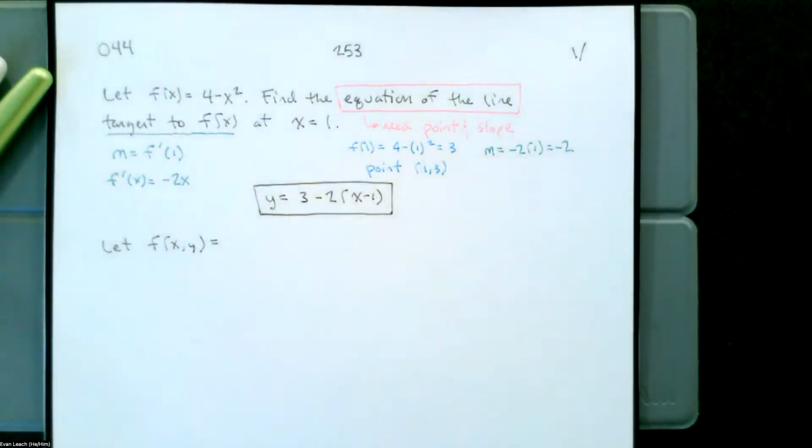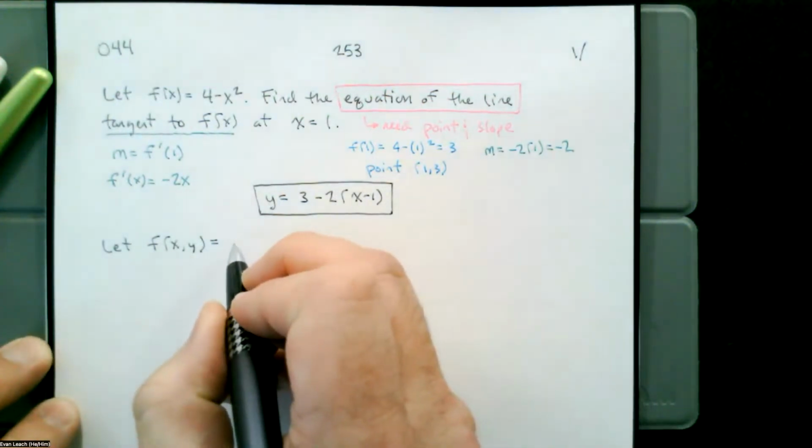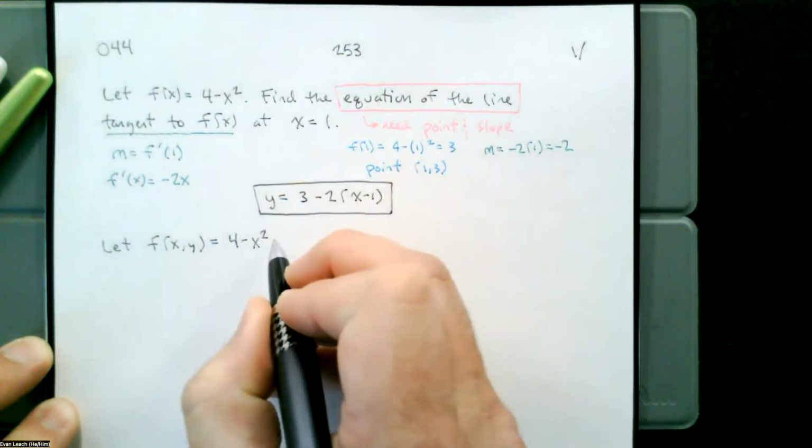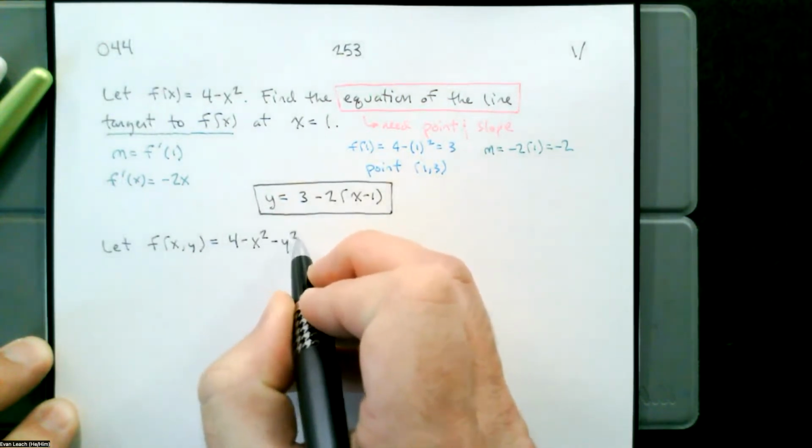Any questions? Oh, let's write this down. I don't have a lot of imagination, so I'm just going to go 4 minus x squared minus y squared.